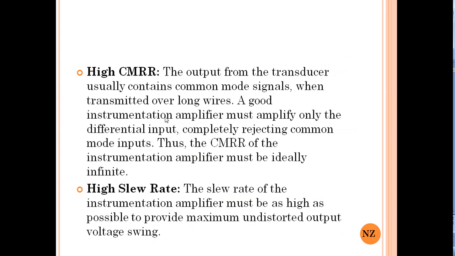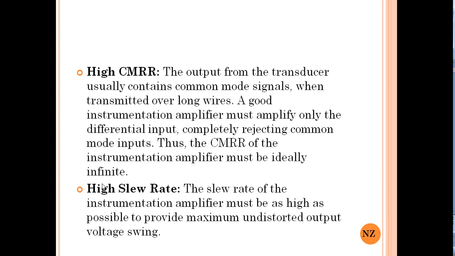Next is high CMRR. CMRR is nothing but common mode rejection ratio. Usually the output of the transducer contains some common mode signals such as noise and interference signals because they are transmitted over long wires. So the signals are easily susceptible to noise, and such noise should be rejected. So an amplifier with a high CMRR is required, and the value of CMRR is ideally infinite. It must be able to reject the noise very well.